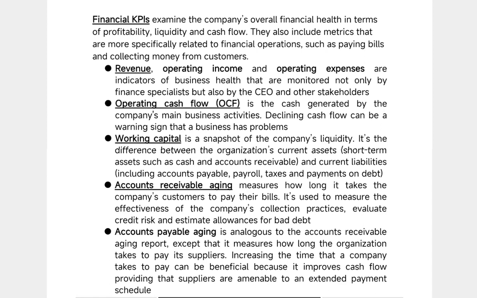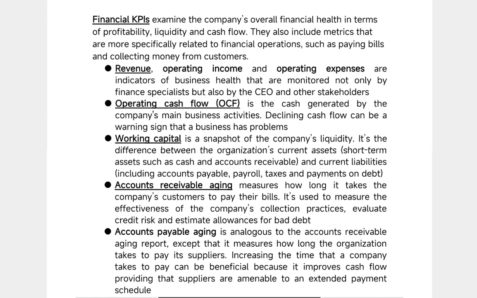Next we have here working capital. So for working capital, this is the company's liquidity, the amount of cash and other current assets a business has available after all its current liabilities are accounted for. It is also called net working capital. An example of this is cash.